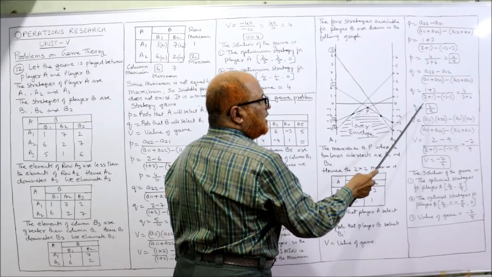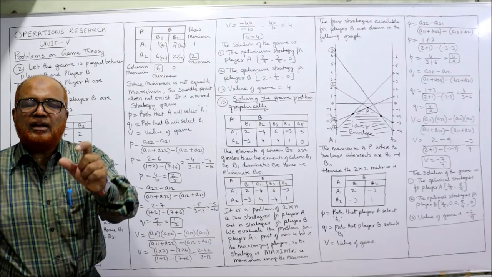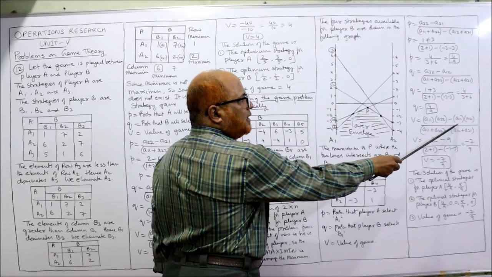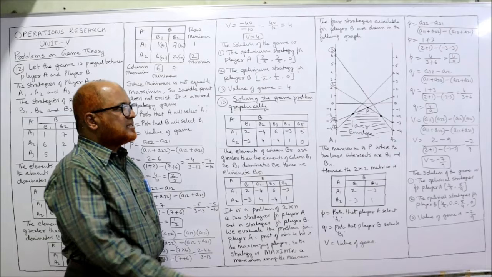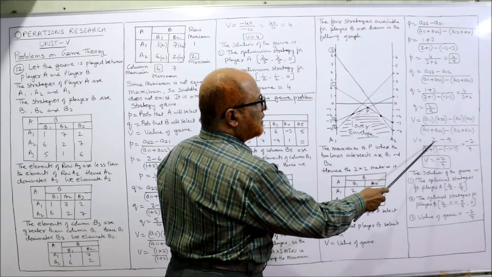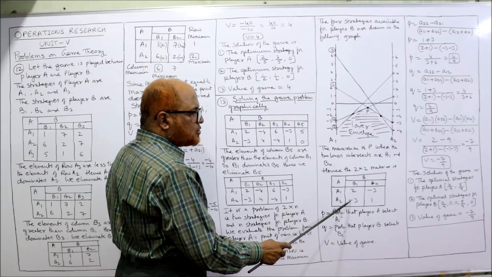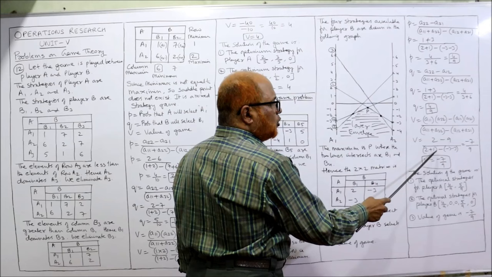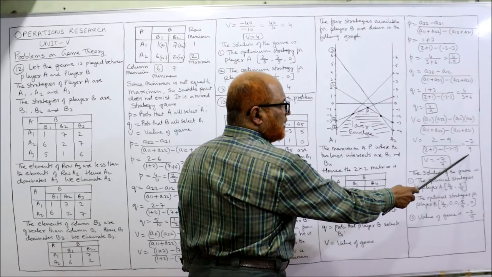Now V is equal to the value of the game: A11 into A22 minus A12 into A21, divided by the same denominator, A11 plus A22 minus A12 plus A21. Right? So here 2 into 1 is 2. Then minus into minus 3 into minus 3, so minus into minus plus, 3 3s are 9. 2 minus 9 is minus 7. Denominator: 2 plus 1, 3, minus, minus 6, so plus 6. So 3 plus 6 will be 9. So minus 7 by 9 is the value of the game.